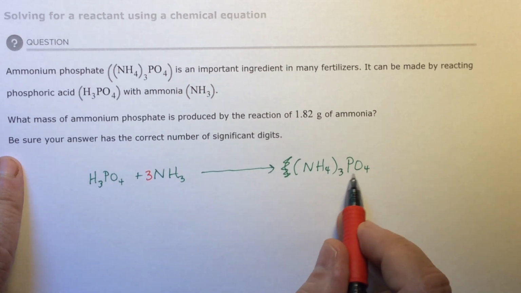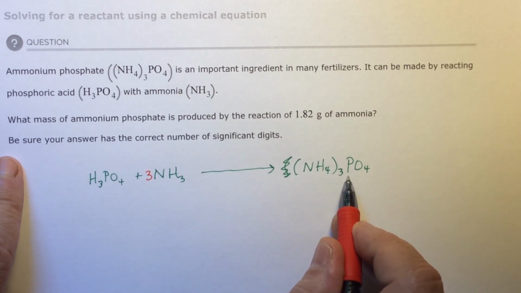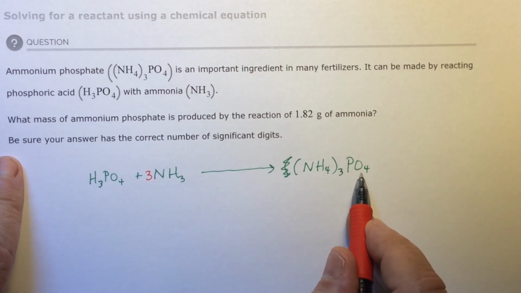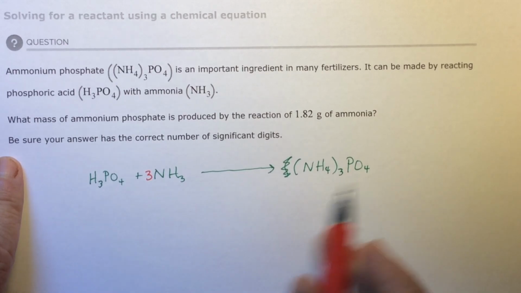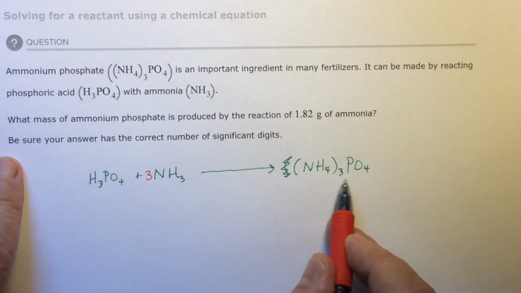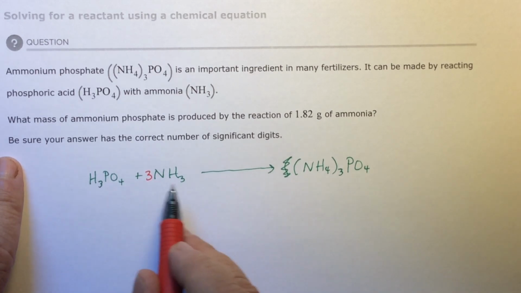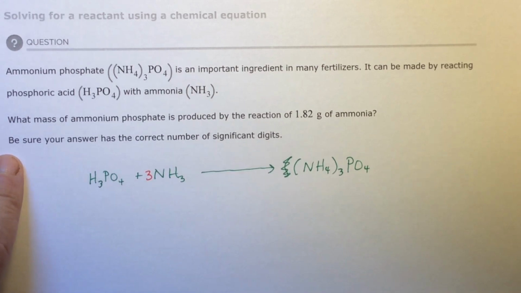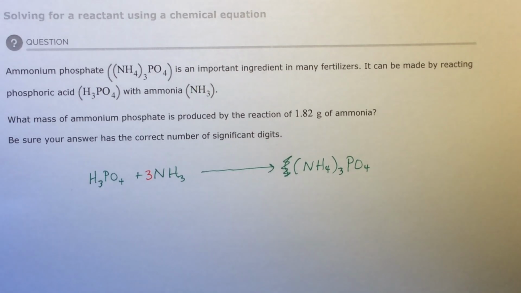I've got one phosphorus. I've got 4 oxygens. That's fine, or one phosphate. I've got 3 nitrogens. I've got 3 and 9 is 12 hydrogens. 12 hydrogens. Okay, so far it's good. That's balanced. Now it's going to ask me for amounts.